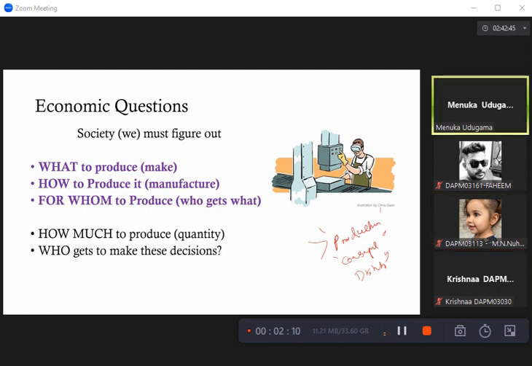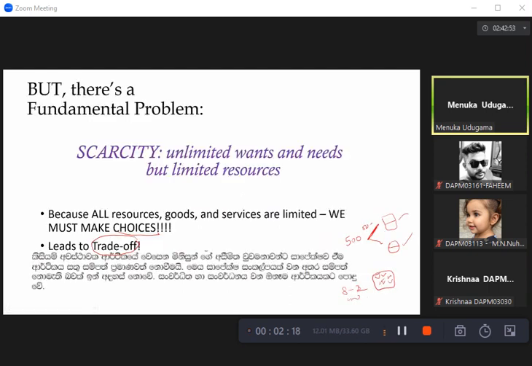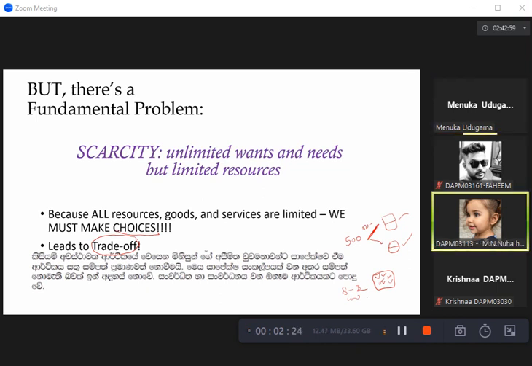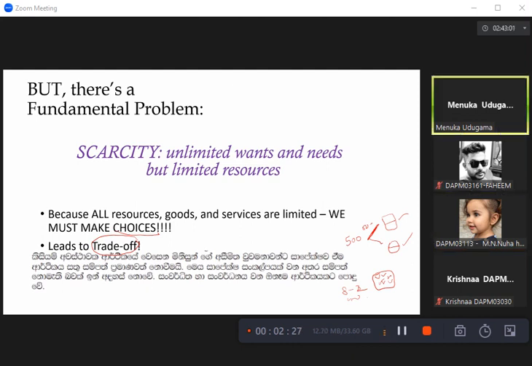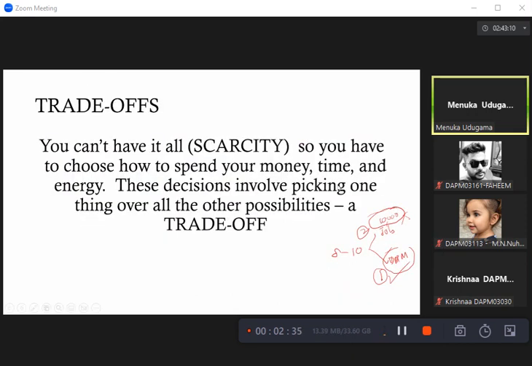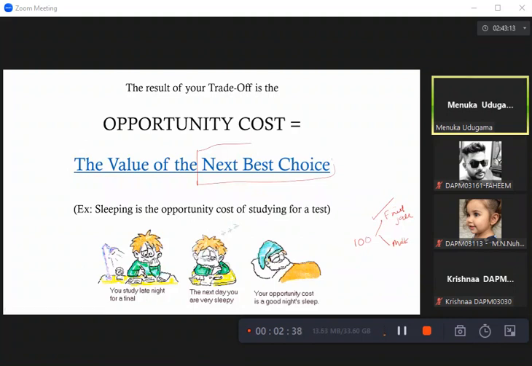Then we talked about the three economic questions: what, how, and for whom to produce goods and services, and scarcity. We saw that scarcity leads to a trade-off, because if there are several options and you can go for only one option because of scarcity, that is called a trade-off. Trade-off leads to another very important concept in economics, opportunity cost, right? It's the cost of the next best alternative. It's actually the cost of the foregone benefit.